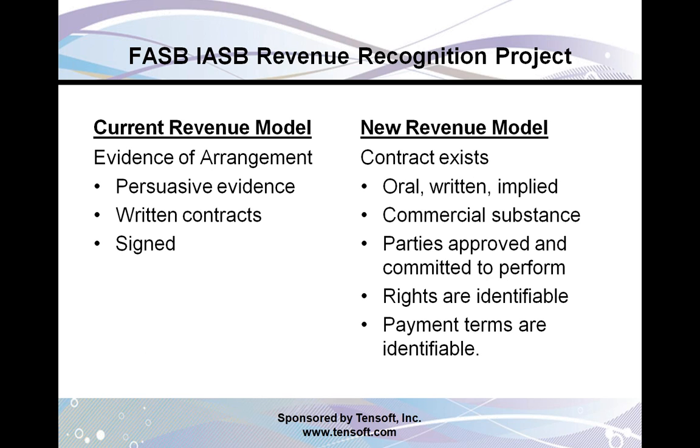So our current methodology for evidence of arrangement is that we have persuasive evidence. We've got signed written contracts. In the new revenue model, a contract exists when there's an oral, written, or implied contract that has commercial substance and has been approved by the parties. It has identifiable rights and identifiable payments, which is different from our current requirement that contracts be signed, for example.